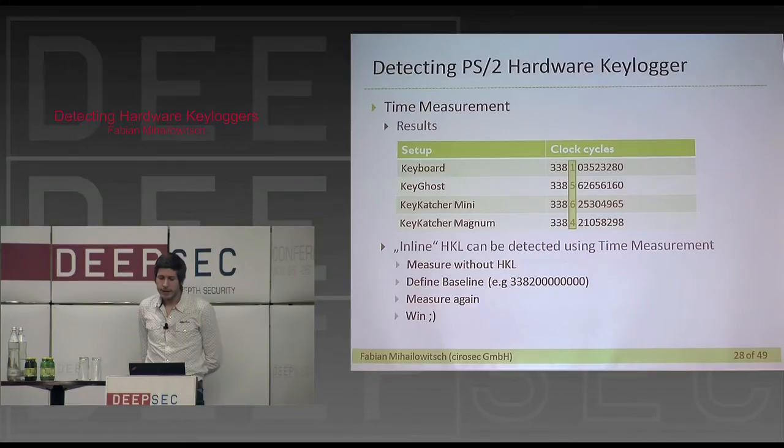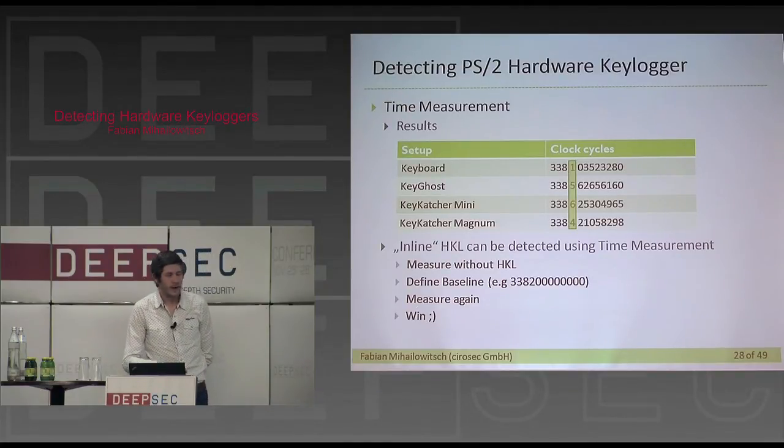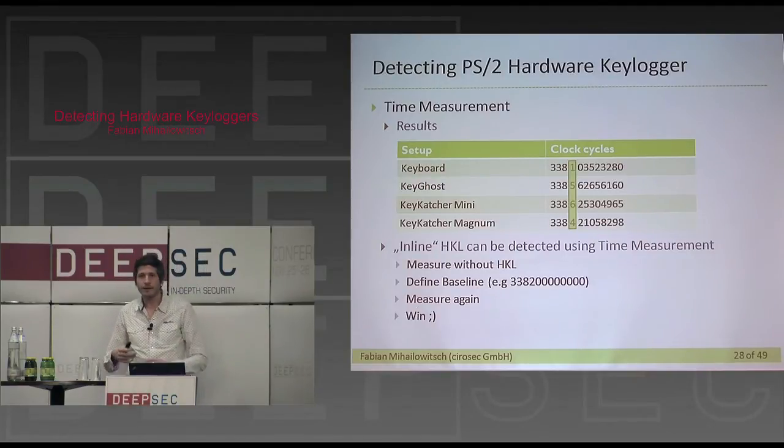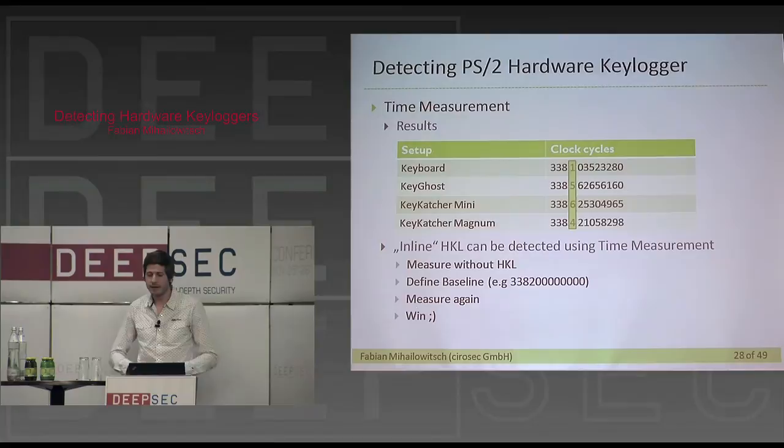At first, we would do a measurement without a hardware keylogger. Then we would define a baseline. In that example, we could use 3382 as baseline. Then we can run the code again, like checks from an AV software. And once it is above the value, we can say, okay, something was plugged in line here, and it is detected.